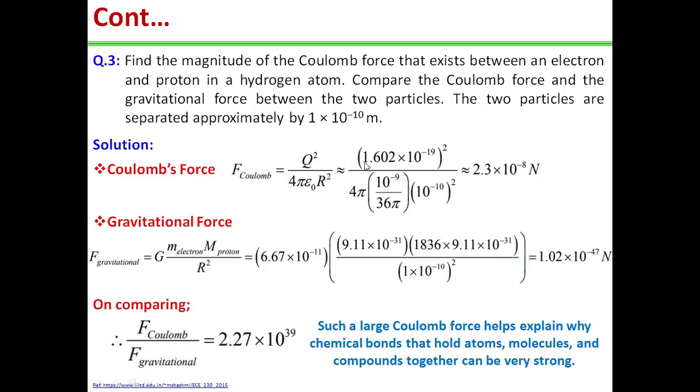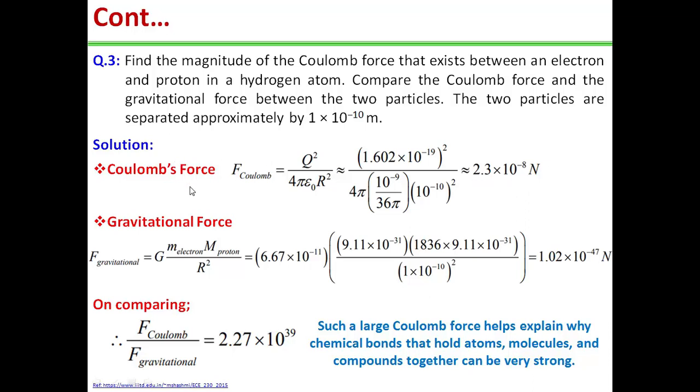The charge of an electron is 1.602 × 10^-19 C, and we know every parameter in this formula, that is, R is the distance between electron and proton, which is already given in the question. After putting in the values of Q and R, and the constant 1 by 4 pi epsilon naught, we will solve and find the value of the Coulomb force, which is 2.3 × 10^-8 Newton.